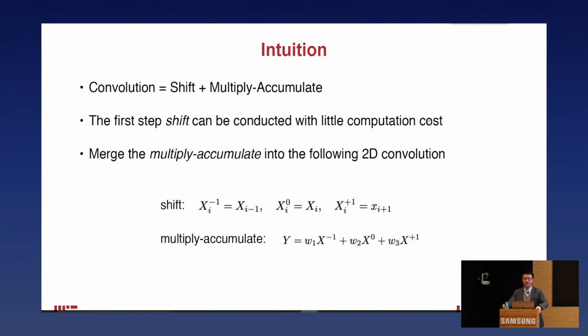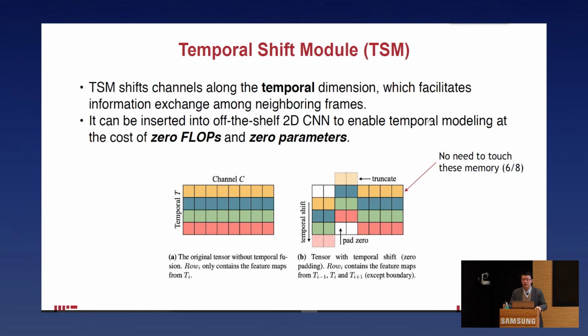So the intuition is that convolution basically consists of shift and multiply and accumulate. The first step of shift can be conducted with very little computation cost. And this has been previously explored in the 2D domain. But in the 3D domain, we find it's even more promising to offload the multiply and accumulate only to the 2D convolution and only perform shift in the 3D domain. So this is how we conduct the shift as a new primitive to do temporal modeling.